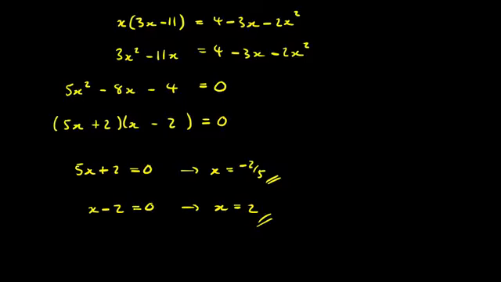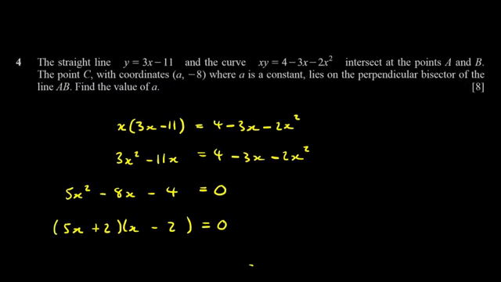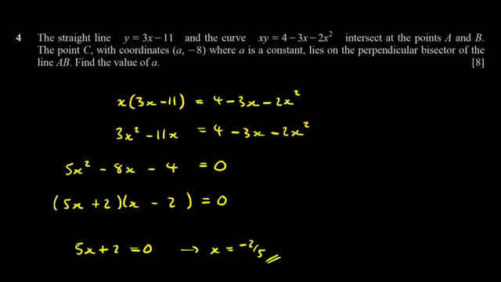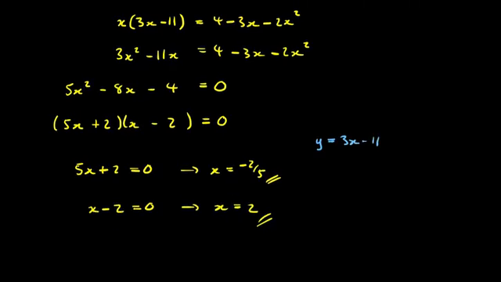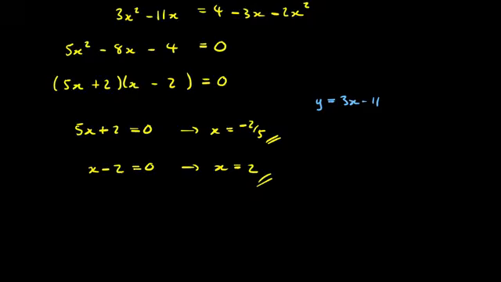Okay, well, if x is equal to -2/5 or 2, it's going to be helpful to find the y coordinate. The best way to do that is to use the equation for the straight line, 3x - 11. So let's just write that down here. So y = 3x - 11. If we substitute -2/5 into that, then we're going to get y = -6/5 - 11. So that's -6/5 - 55/5, which is -61/5. Or alternatively, we're going to get y = 2 times 3, which is 6, minus 11, and 6 - 11 is -5.